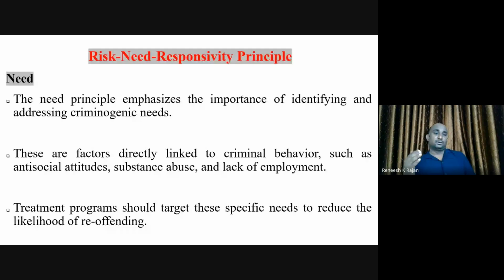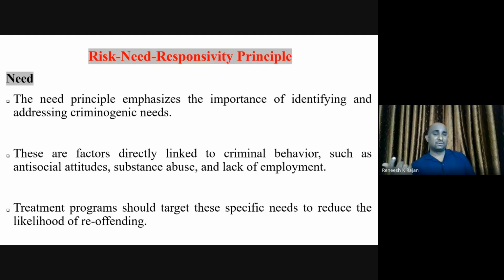The need, okay. So again, we're going with risk, need, and responsibility. First we talked about risk, now need. The need principle emphasizes the importance of identifying and addressing criminogenic needs. When you look at the word criminogenic needs, don't get confused. It is nothing but crime causing factors. Why is a person committing crime? That is criminogenic factors.